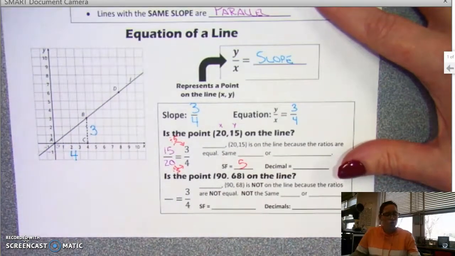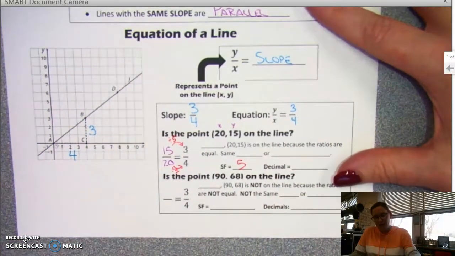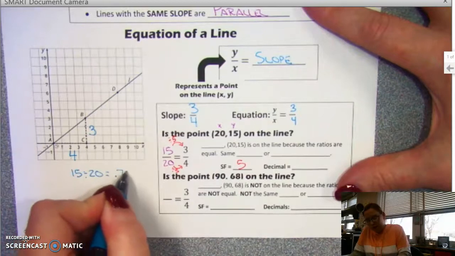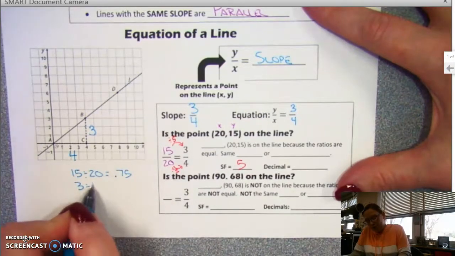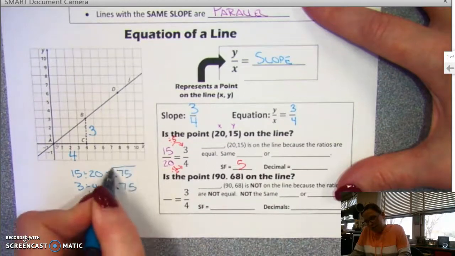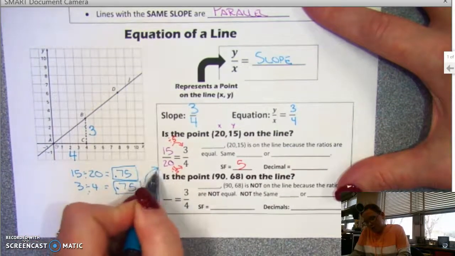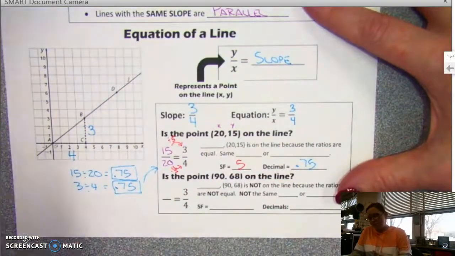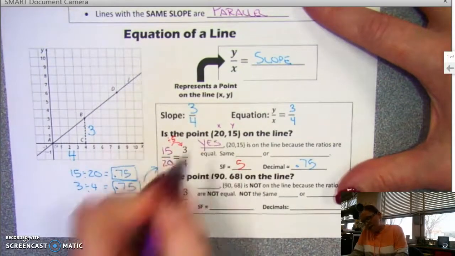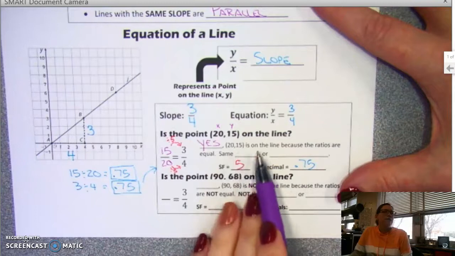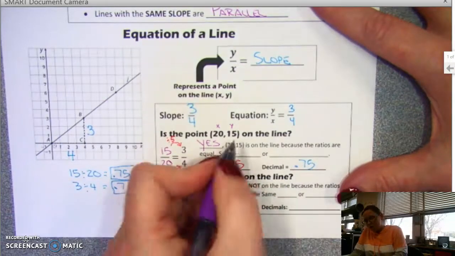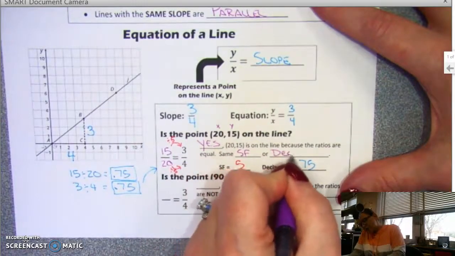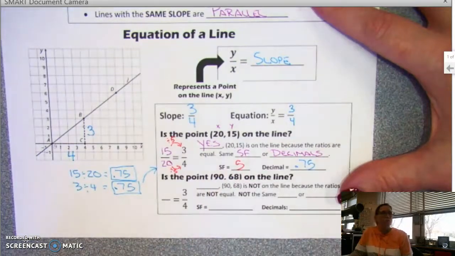Another method you could do is look at the decimal. If I did 15 divided by 20, that would equal 0.75. And if I did 3 divided by 4, that would also be 0.75. You will notice that both these numbers are the same. So therefore, if the decimals are the same and the scale factors are the same, this is a point that would be found on that line if we were to extend it. The answer is yes. (20, 15) is on the line because the ratios are equal. They have the same scale factor if you use this method, or they have the same decimals. So we just proved that the equations are equal to each other.